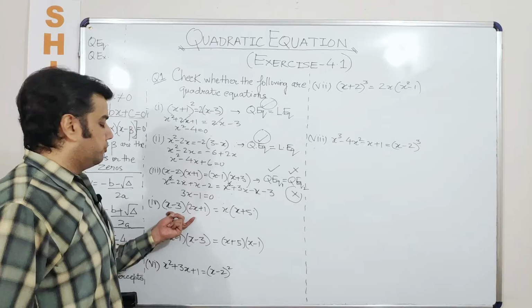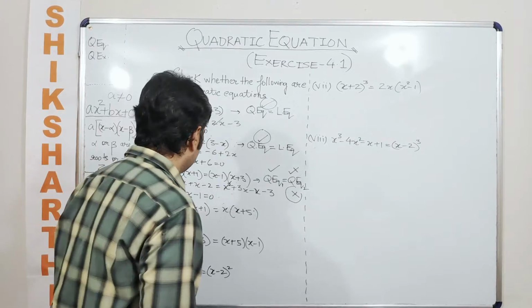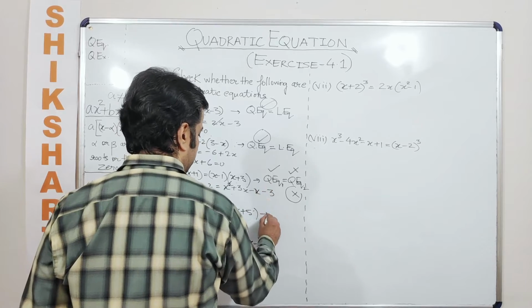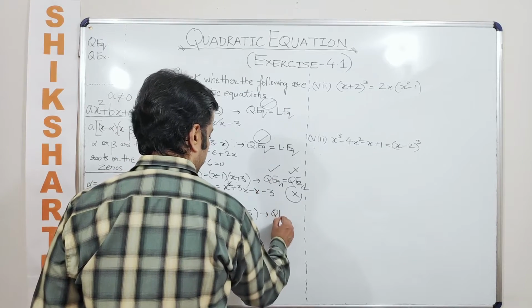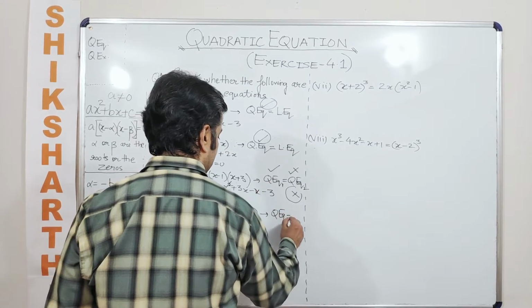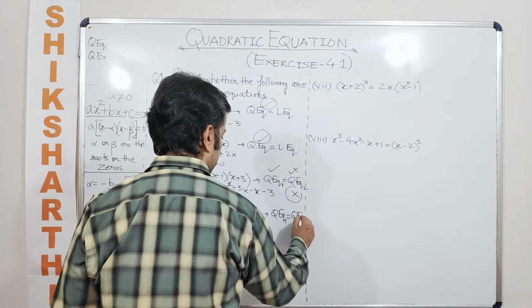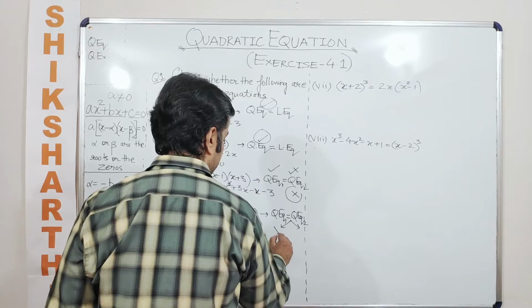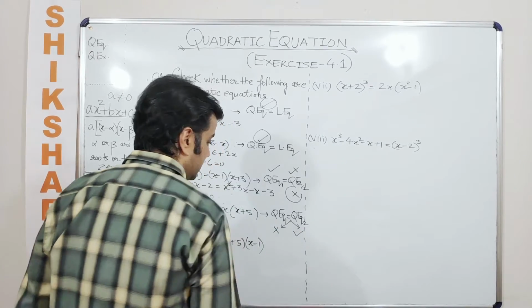Again, the fourth question is one quadratic equation on one side and another quadratic equation on the other side. Now we know, so we are using the same. One quadratic equation on one side, which is LHS, and another quadratic equation on the other side, which is RHS. What would be the answer? The answer may be it is not, and it is.